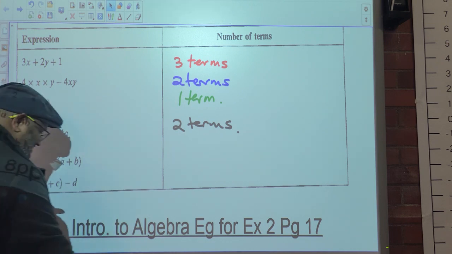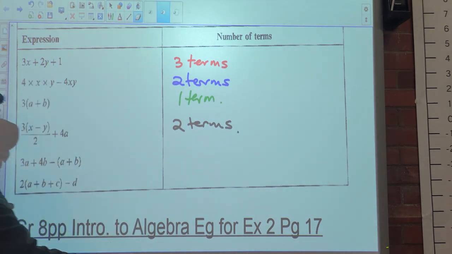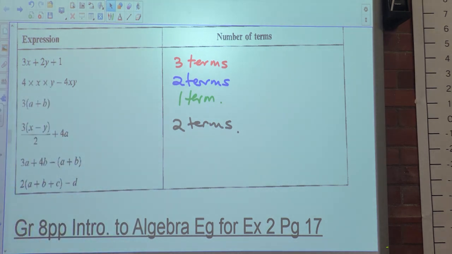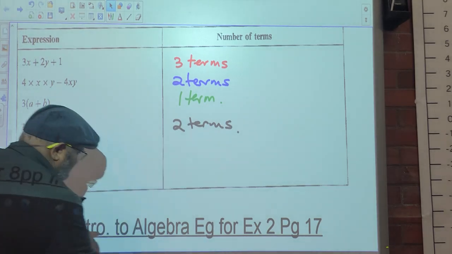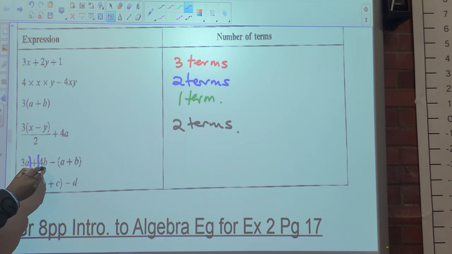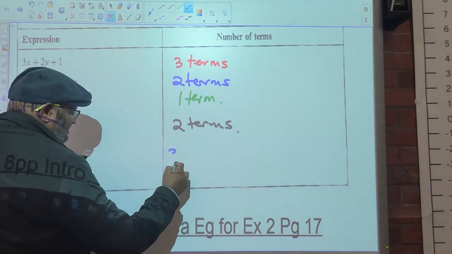Let's go with the next one. 3 terms. Give everybody a chance. Yes, Anna. Alright. Why 3 terms? Addition and subtraction here. There is minus, there is plus. Plus and minus. So there's 1, 2, 3 terms. Right, you guys got it?